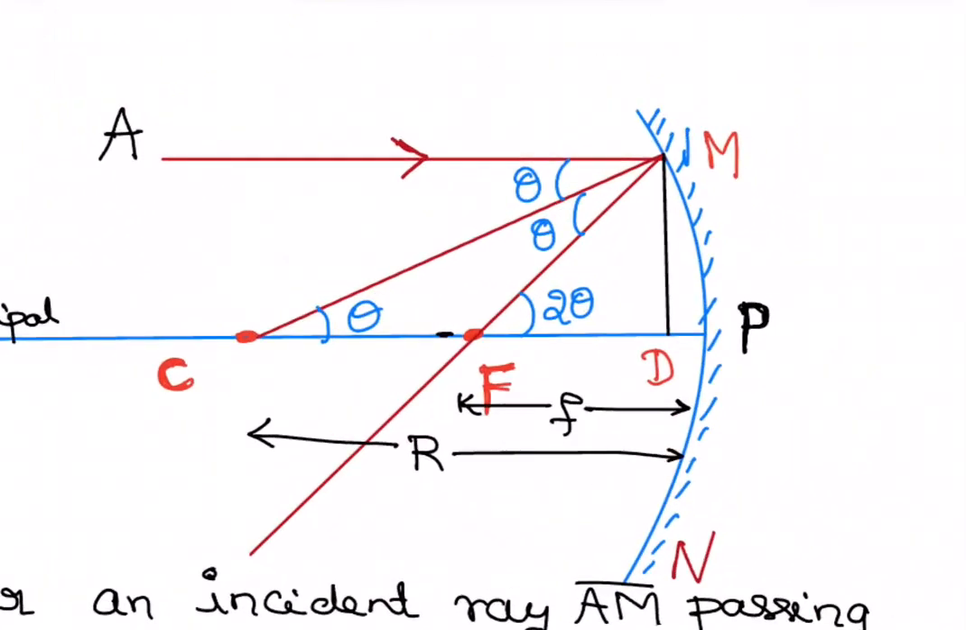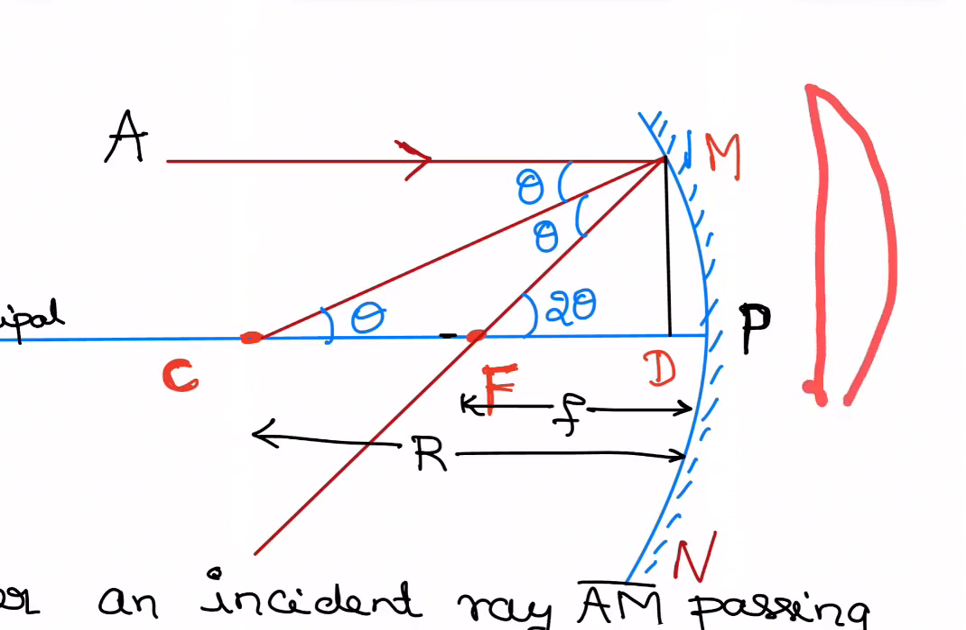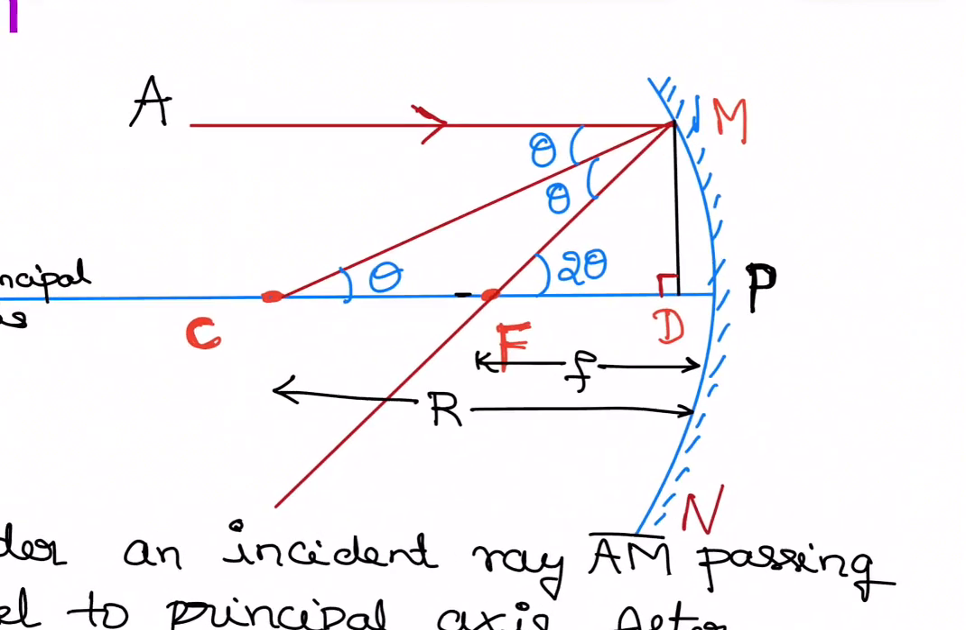What is M here? The point of incidence. Drop a perpendicular from M to the principal axis. It is found that P and D are very close. So even though MP is a curve, for all practical purposes we can take D and P as the same. Hence the line MD is assumed to be a perpendicular drawn to CP.